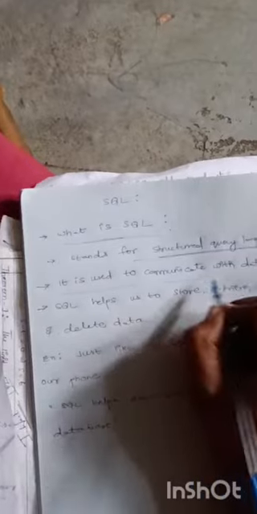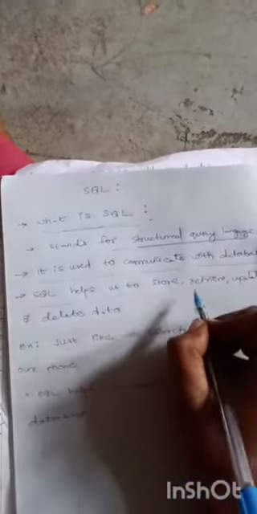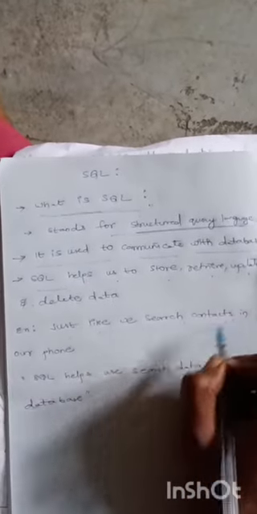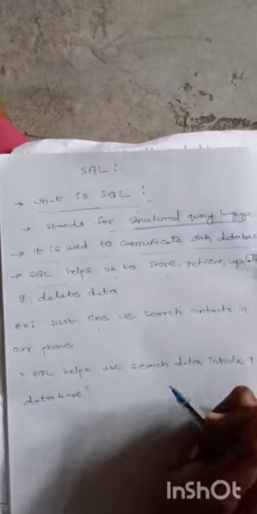SQL stands for Structured Query Language. It is used to communicate with databases. SQL helps us to store, retrieve, update, delete the data. For example, just like we search contacts in our phone, SQL helps us search data inside a database.